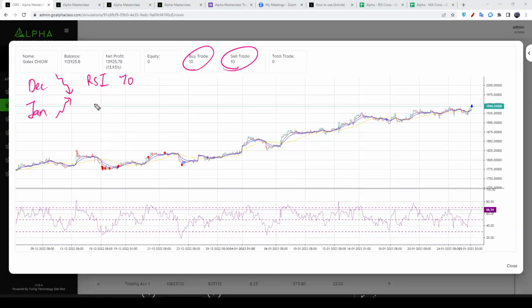So you'll buy only when RSI reaches 30. Yes, correct, because that is the buying point. Correct.